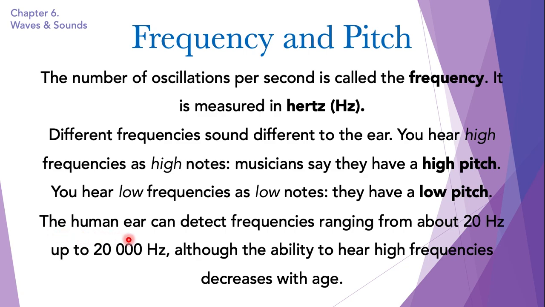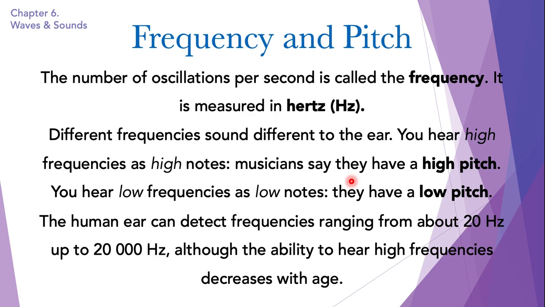So the human ear can detect frequencies ranging from about 20 Hz up to 20,000 Hz, although the ability to hear high frequency decreases with age. Let me tell you about octaves. Musical scales are based on these. These are called octaves. If the pitch of a note increases by 1 octave, the frequency doubles.